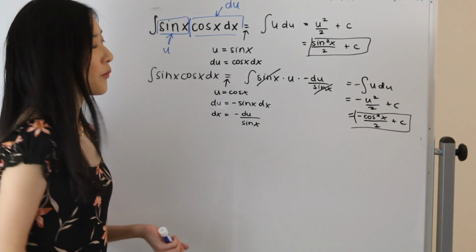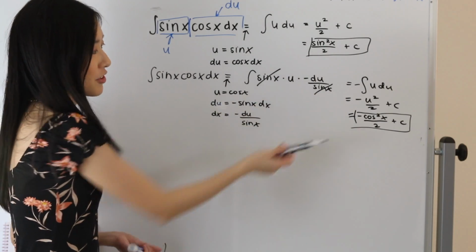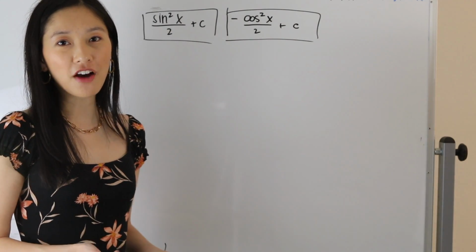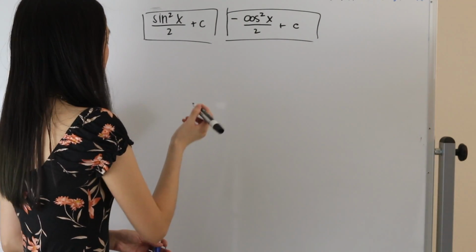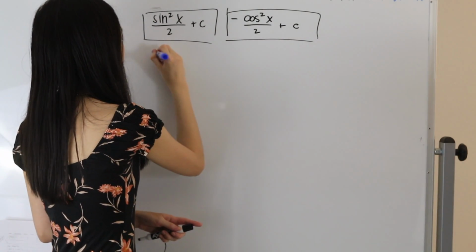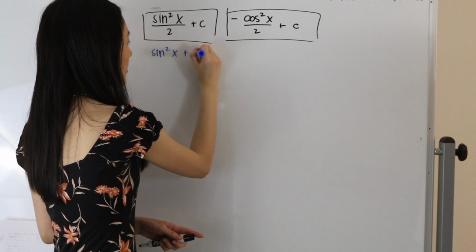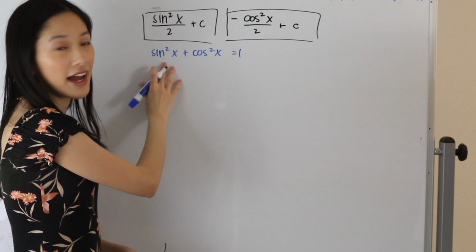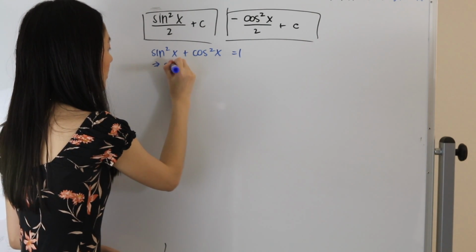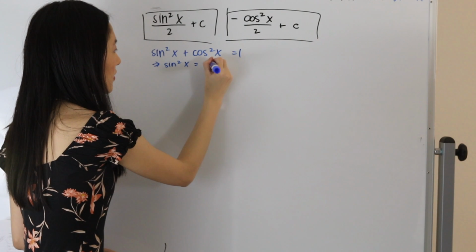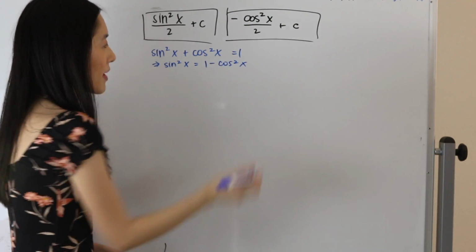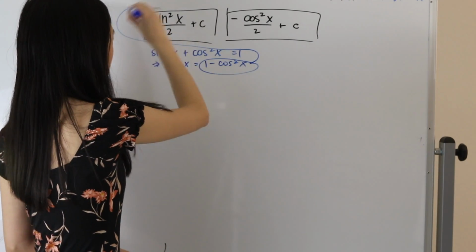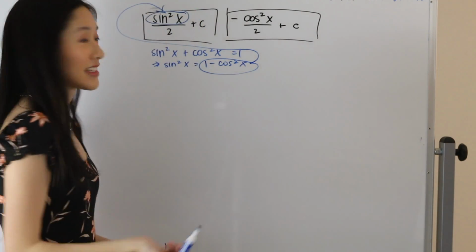So now you might be wondering why these two answers look a little bit different. Let me show you guys why these two answers are actually equivalent. So these are the two answers that we got from our integral. And so recall the trig identity: sine squared of x plus cosine squared of x is equal to 1. And then we're going to want to solve for sine squared of x. And that gives us 1 minus cosine squared of x. And we're going to plug this in for sine squared of x here and see what we get.